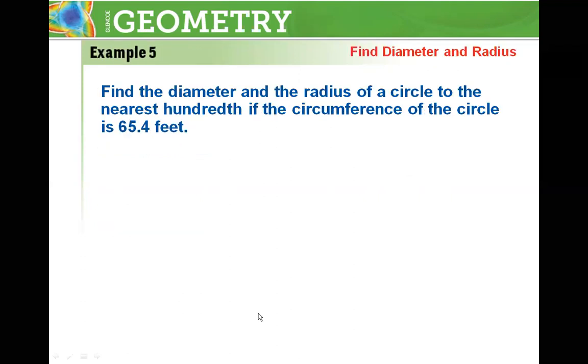Okay, this is the second example. I'm going to Ziad. Ziad, can you read the example, please? Find the diameter and the radius of the circle to the nearest hundredth if the circumference of the circle is 65.4 feet.